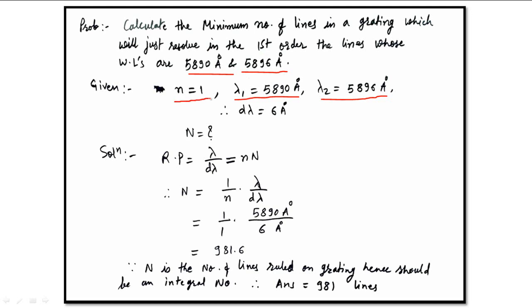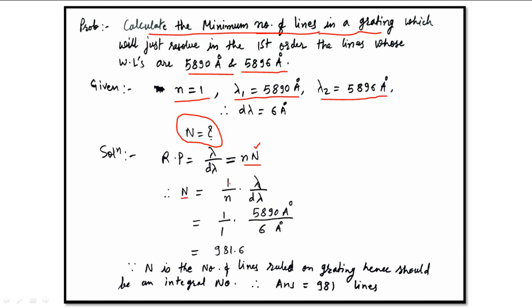So order of diffraction is also given, which is n equals 1, and you have to calculate the value of capital N, that is the number of lines in the grating. So we know the formula for resolving power, lambda by d lambda is equal to small n into capital N. Since we have to calculate capital N, we write the formula in terms of capital N.